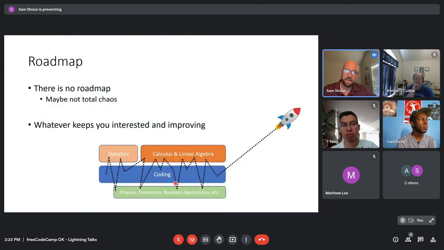The roadmap: when I'm learning something new, I'm always looking for a roadmap or some sort of organized approach. I wrestled with that idea for data analytics and came to the conclusion that there's really not one. The key thing, I think, is that you study these topics in an order that keeps you interested in improving, and you'll be on a great path.